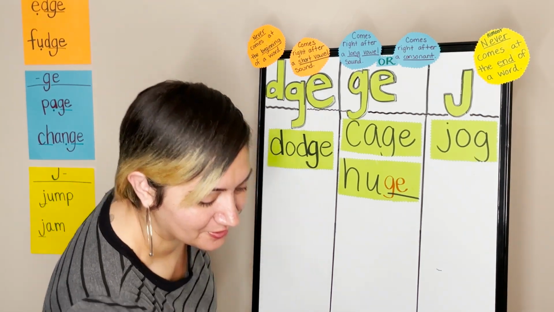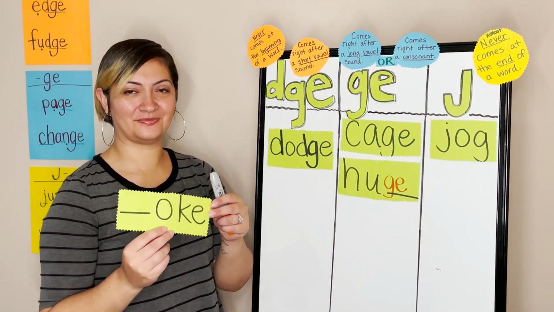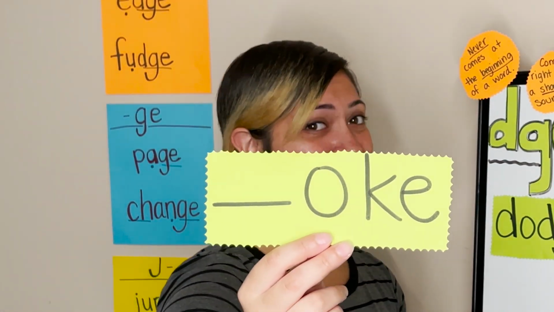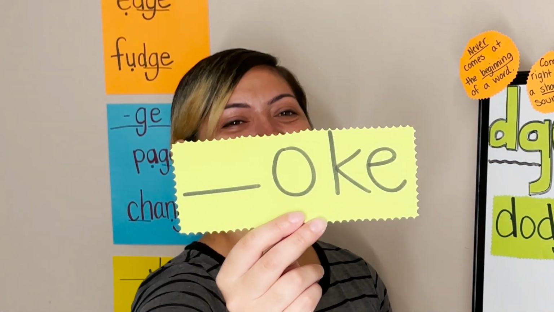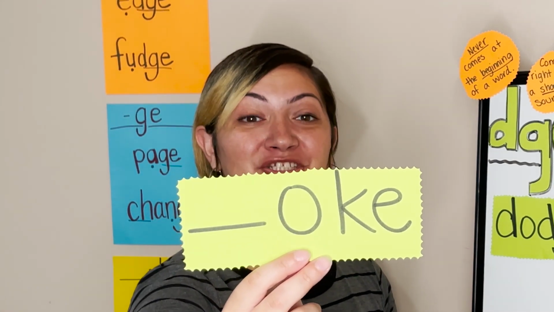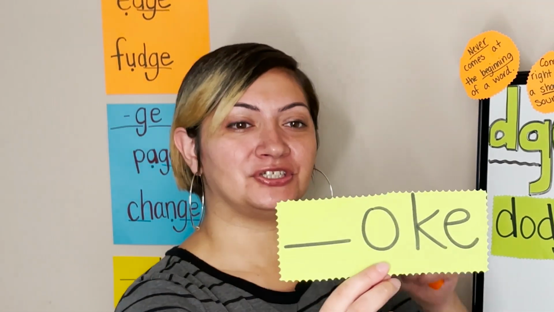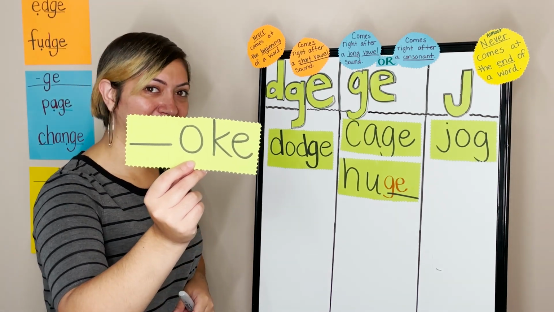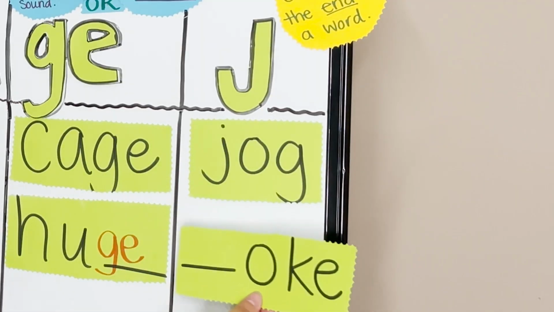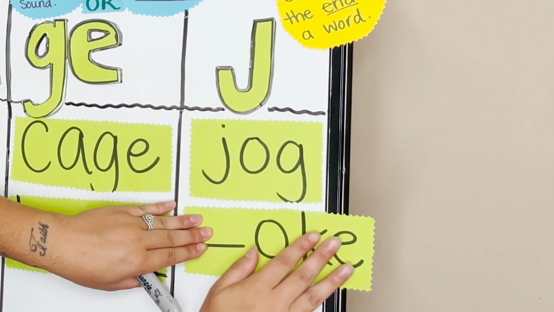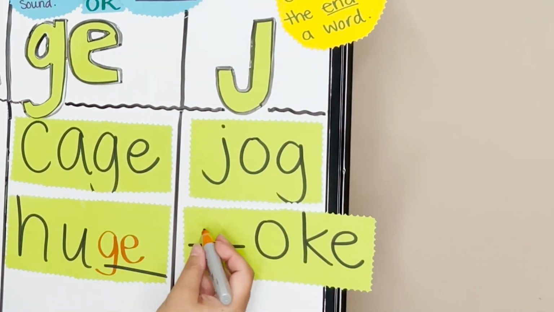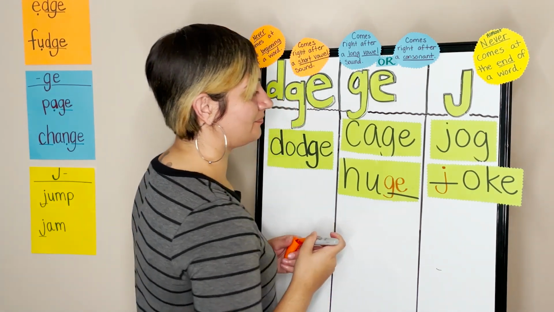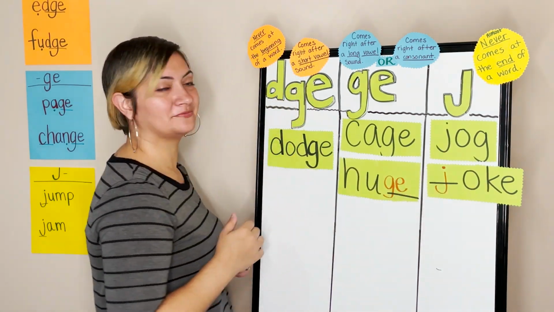Let's do our next word. This is when you might tell a funny. Knock, knock. The word is joke. J is at the beginning. What spelling pattern should we use? The J. You're absolutely right. Let's write joke under our column J. J-oak.